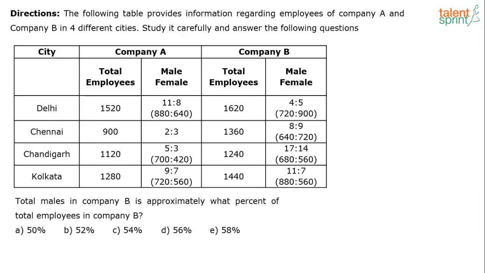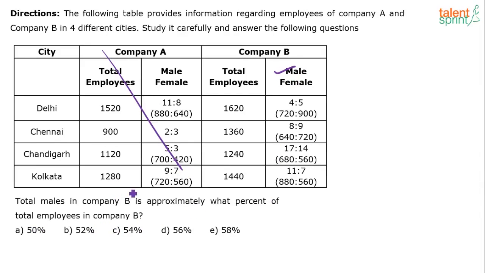Time now to take this one, and this is the last question from this data interpretation set. What's the question here? Total males in company B is approximately what percent of total employees in company B? He's talking about company B. Forget about company A.